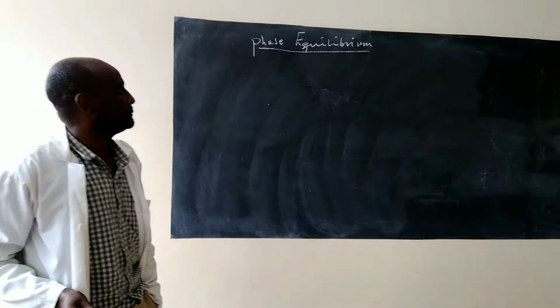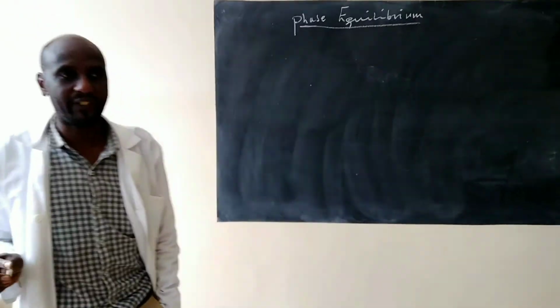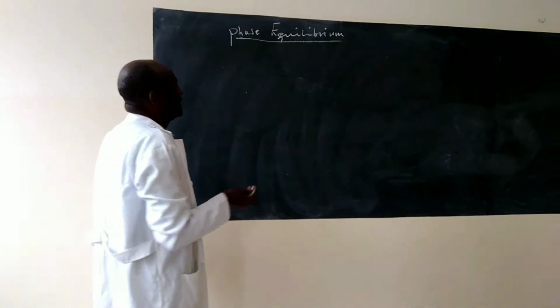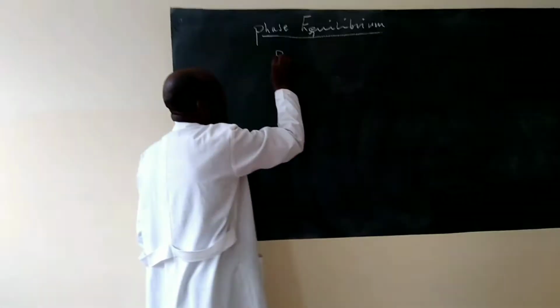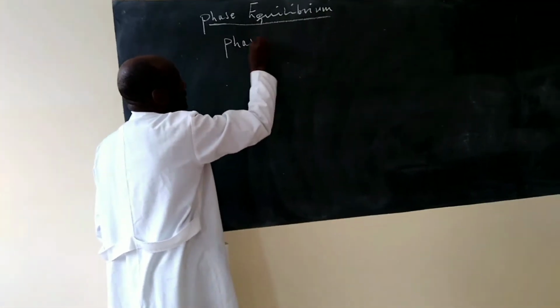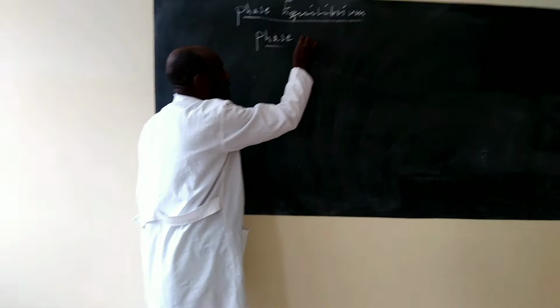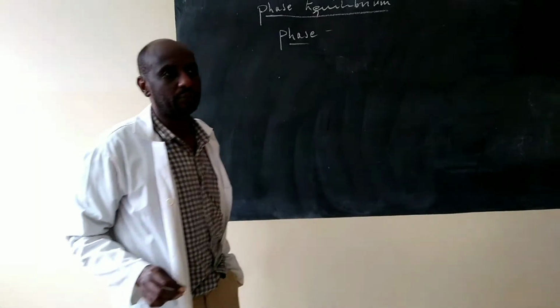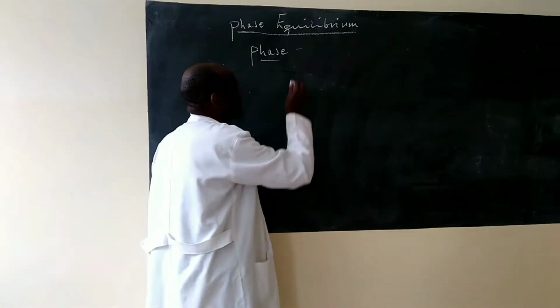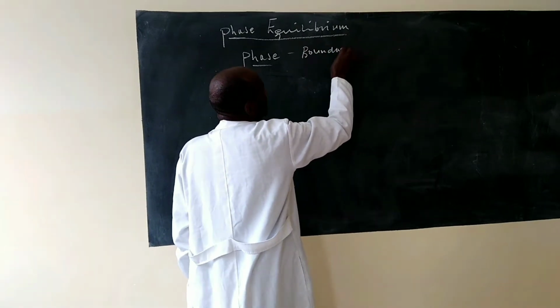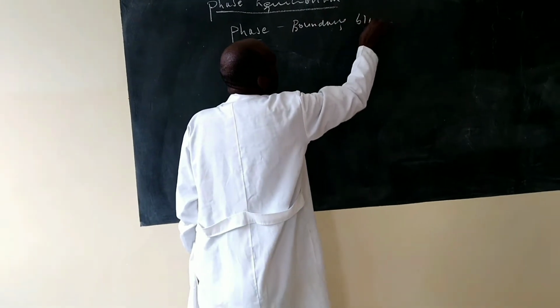The phase equilibrium is due to the phase change between the substances. First, let's define what a phase means. Phase is not physical state. Phase is the number of boundaries between substances in the mixture.